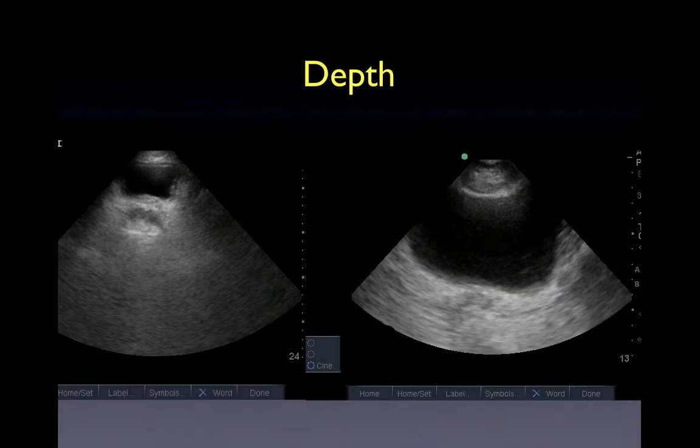Here's another example using still images. We're looking at the bladder. On the left, you have too much depth. Your sonographic waves are traveling well beyond the posterior part of the bladder, beyond the area of interest. On the right, your depth has been decreased, and you're able to evaluate your structure of interest with a good amount of anatomy seen posterior to the bladder.